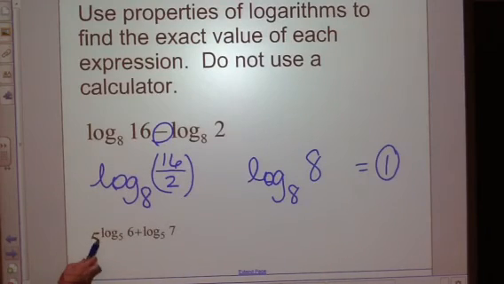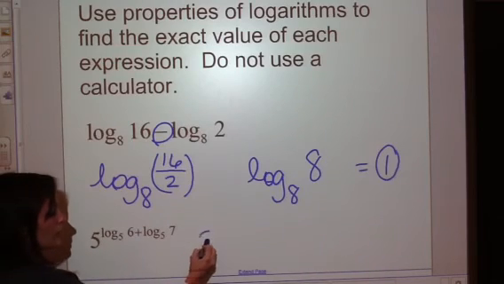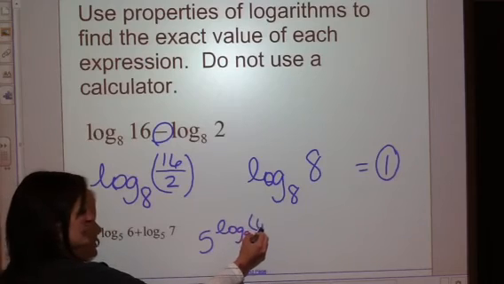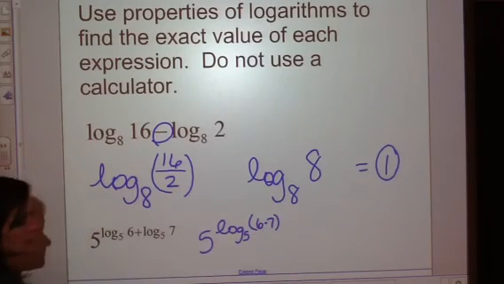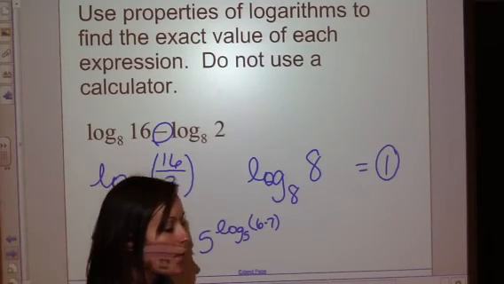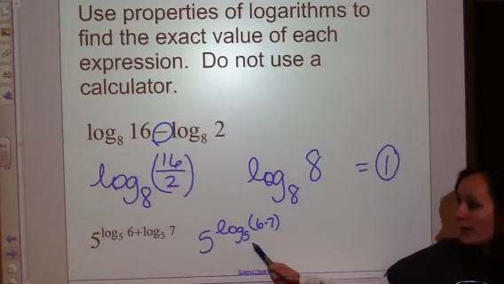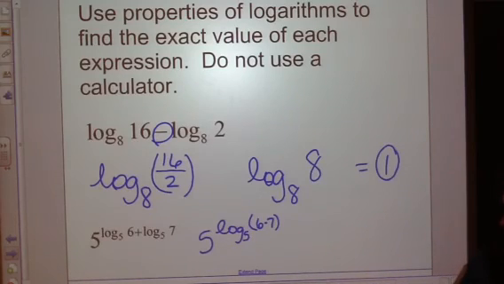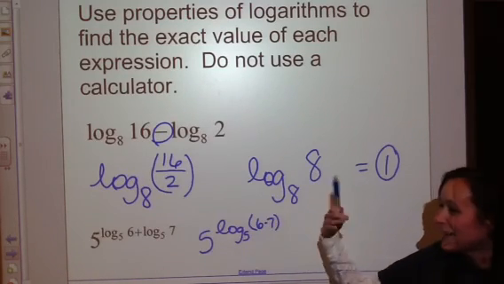So here we got 5 to the log base 5 of 6 plus log base 5 of 7. So they both are log base 5. So I'm going to rewrite that as log base 5 of 6 times 7. And the reason it was 6 times 7 was because it was plus. Based off of our third property, when those numbers are the same, you just get your answer.